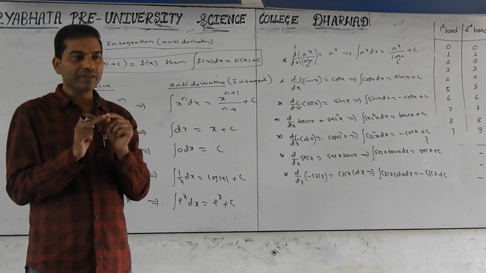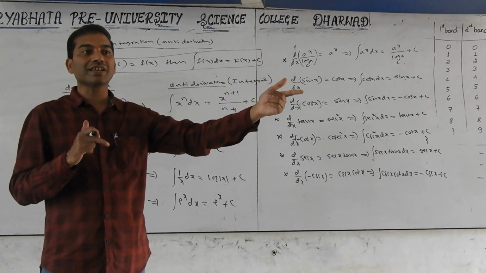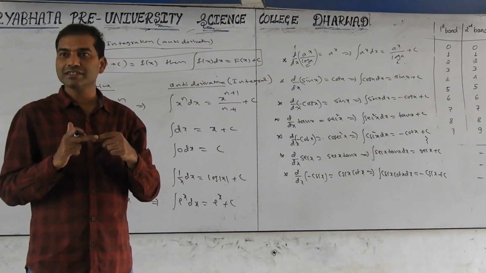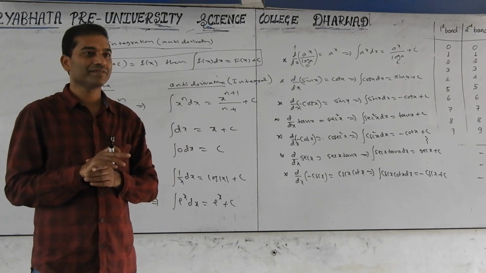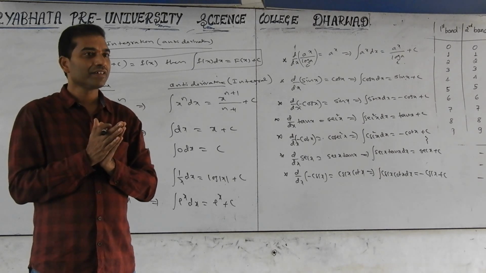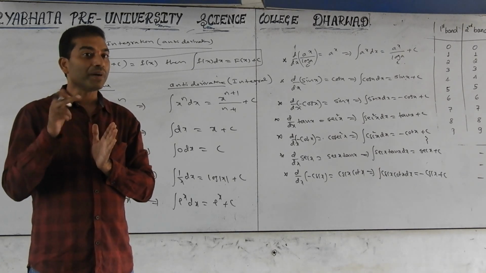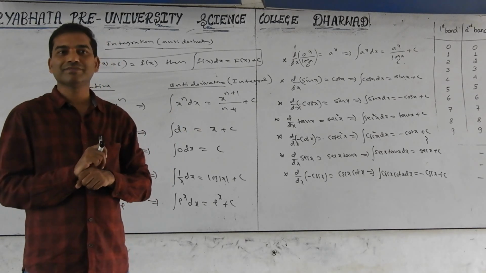Understood? While studying derivative of sin x, immediately you recall integration of sin x. Derivative of sin x is cos x. Integration of sin x is minus cos x. Understood? Derivative of cos x is minus sin x. Integration of cos x is sin x.